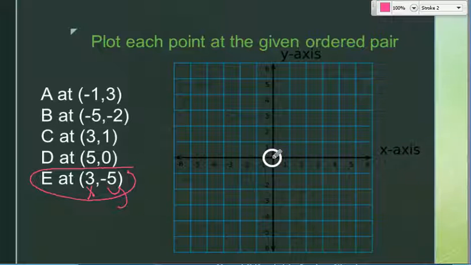So if we start at the origin, we move to the right 3. 1, 2, 3, and then down 5. 1, 2, 3, 4, 5. It puts us right here in quadrant 4, and that is point E. And that, my friends, is your lesson on the coordinate plane.